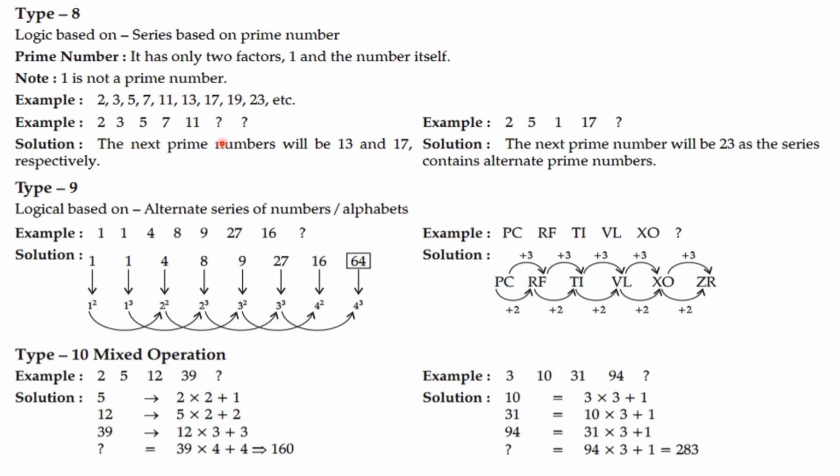Example: 2, 3, 5, 7, 11. The next numbers in the series are 13 and 17. Next example: 2, 5, 11, 17. The next prime number will be 23, as the series contains alternate prime numbers.